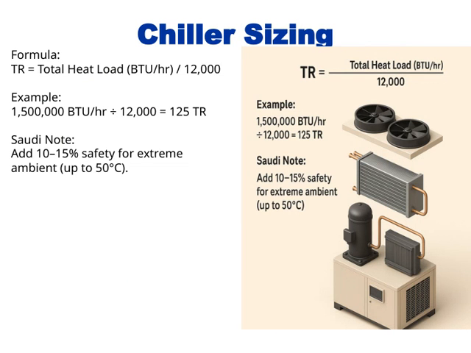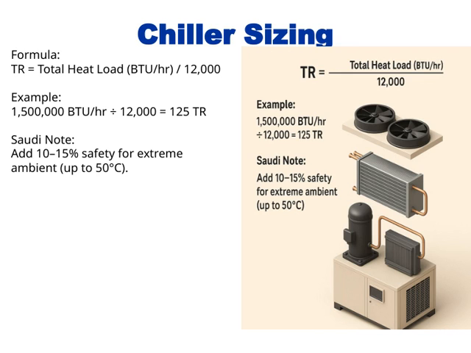The key formula here is quite straightforward. TR, or tons of refrigeration, equals the total heat load in BTU per hour divided by 12,000. This helps us determine the capacity needed for the chiller to handle the cooling requirements effectively. For example, if your total heat load is 1,500,000 BTU per hour, you simply divide that by 12,000, which gives you a chiller capacity of 125 TR.